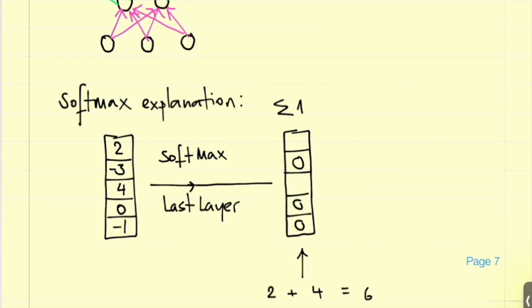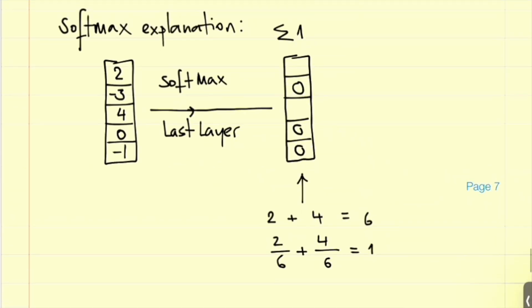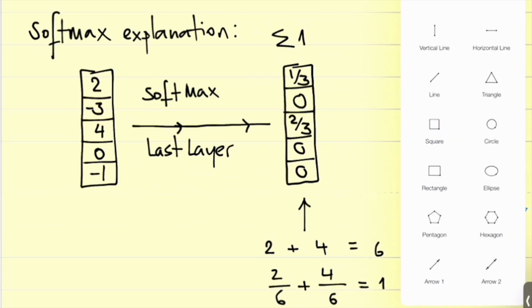Good. Then we have here 1/3 plus 2/3. So where you have 2, you put 1/3. And where you have 4, you put 2/3. And the rest is 0. Okay, now it's clear. Thank you. Okay? Again, my bad. I didn't explain it correctly. I'm sorry.